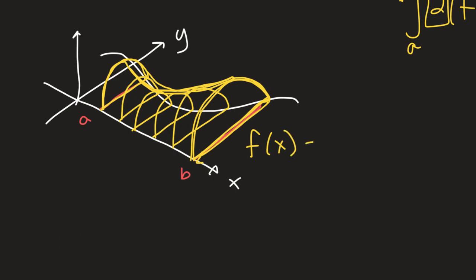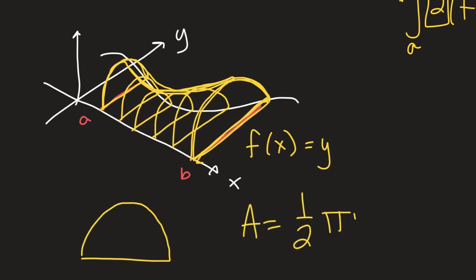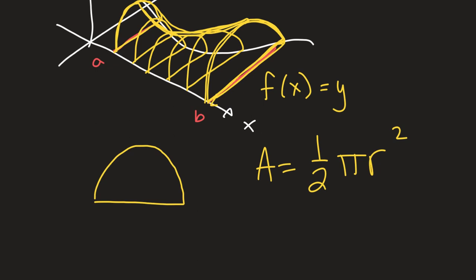Okay, also known as your y value. So from the x-axis to your function is the y value, aka f of x. Okay, so if we're looking at your semicircle, the area of a semicircle is half of pi r squared, half of pi radius squared, where only this much is your radius.